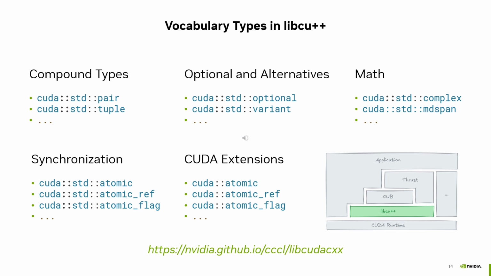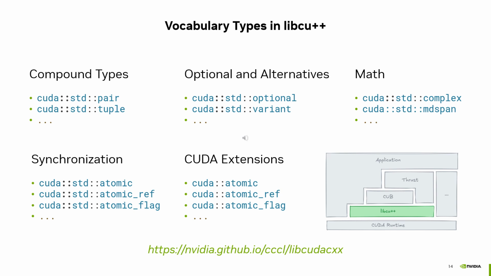Recall from the stack diagram that Thrust is built on top of libcu++, a core library that provides host device-friendly implementations of many standard C++ vocabulary types. For instance, it provides types such as pair, tuple, optional, variant, complex, and atomic. Not only do these types carry the proper host device annotations, but they're also optimized for GPU usage. That means you can treat them as drop-in replacements for the usual C++ types, and they'll compile and run correctly on both CPU and GPU.